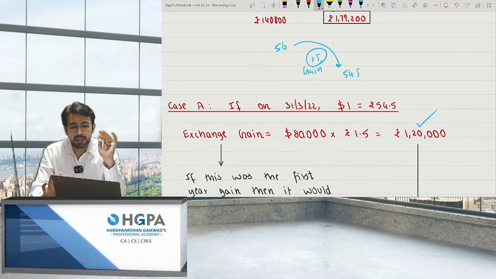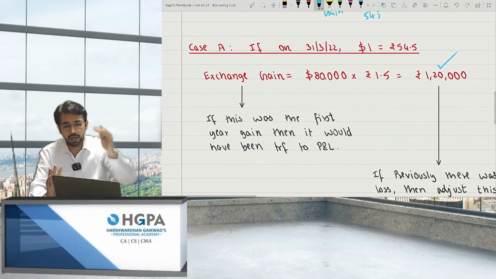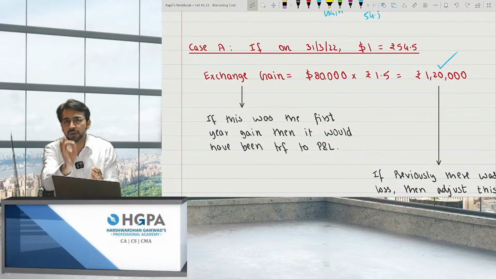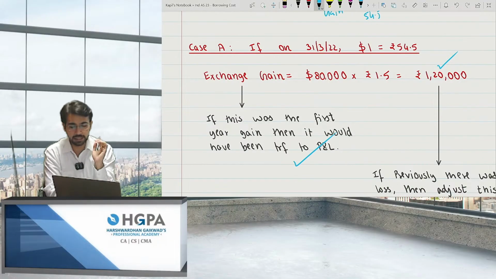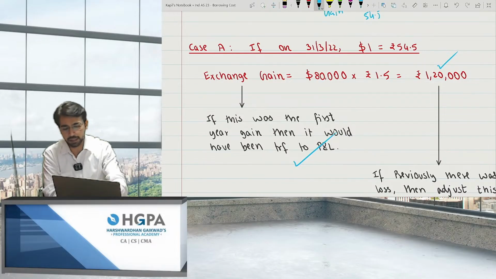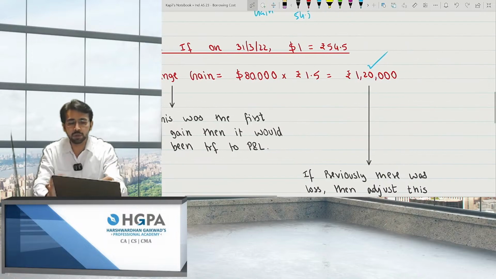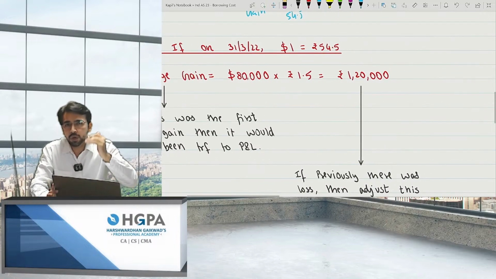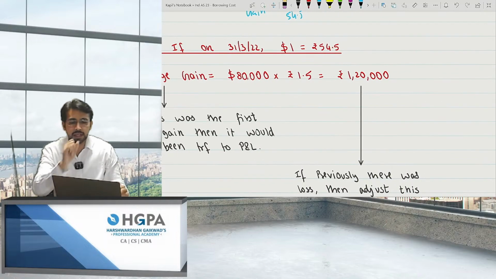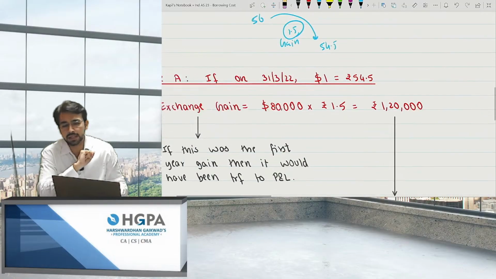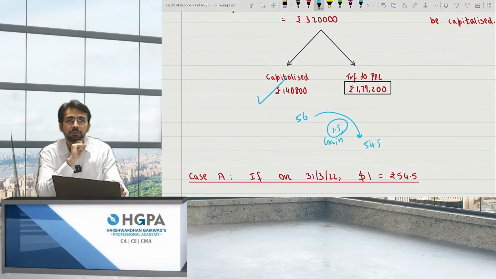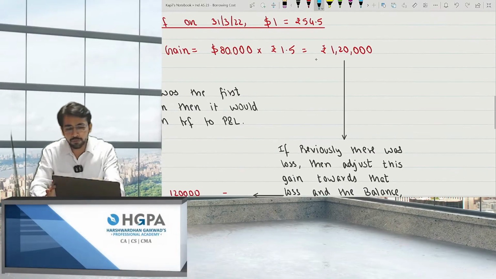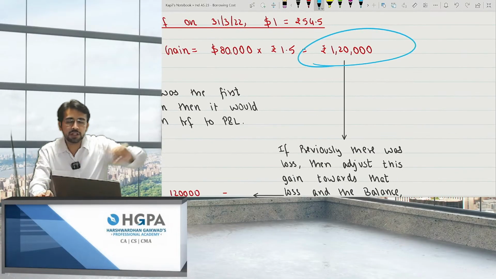Point to be noted is, if the previous year was not there, if it was the first year, I would have transferred the gain to P&L. This is as per Ind AS 21 foreign exchange rates, right? If it was the first time gain, I would have transferred it to P&L. But before transferring to P&L, ask a question. Was there a loss in the previous year? You will say, yes, sir, there was a loss in the previous year. Did you capitalize it? The answer is yes. What amount was capitalized? It was 140,800. So up to 140,800, you will not transfer it to P&L.